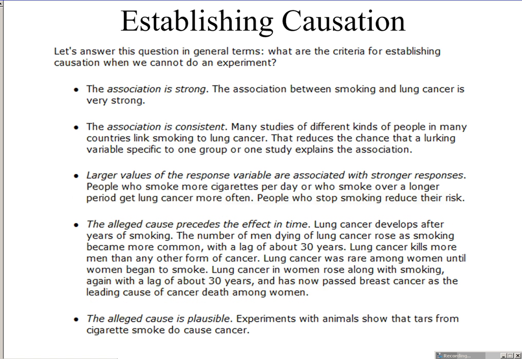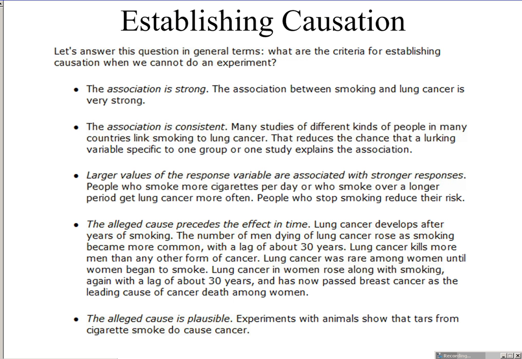Establishing causation. Let's answer this question in general terms. What are the criteria for establishing causation when we cannot do an experiment? Again, an experiment is the best way to establish causation because we can limit the effect of lurking variables by exhibiting control in our experiment.